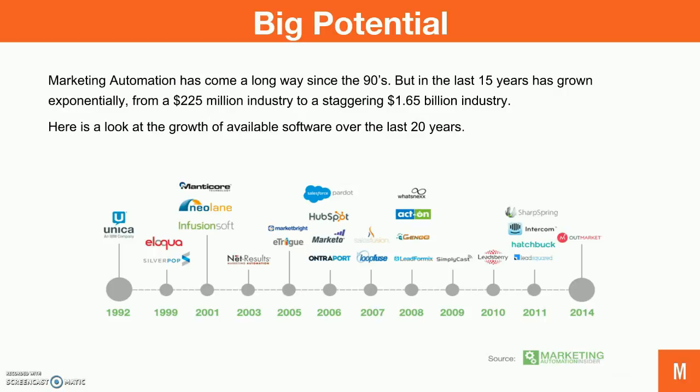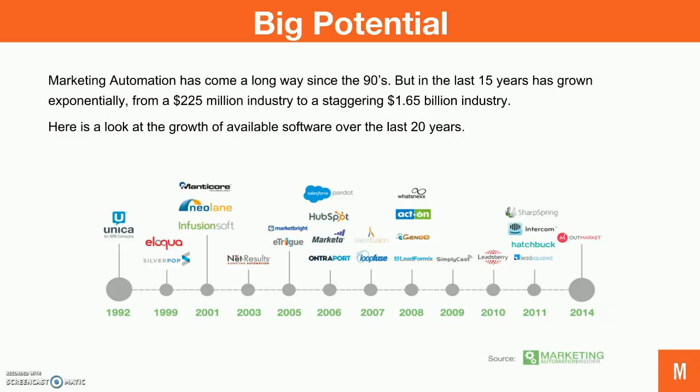Let's just have a look at the kind of bigger picture of automation in general. So over the last 15 years, marketing automation has grown exponentially. Originally from a $225 million industry, now to a staggering $1.65 billion industry. And there's a beautiful graph here, or timeline, that shows the evolution and the growth of this industry. And as you can see, many of the big players entered the game. There was a big spike in around about 2006 where HubSpot, Marketo, and Pardot all launched. But what you need to consider is there was a start very early on. So in 1992, Unica, that were later purchased by IBM, were the originators of this concept.